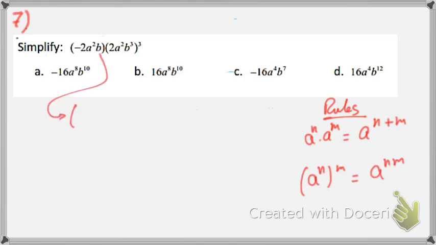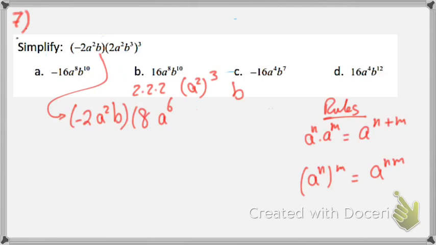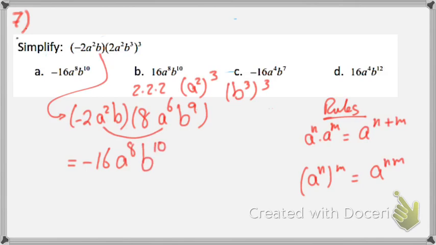So I'm going to write down negative 2a squared b and 2 to the power of 3, which is 2 times 2 times 2, which is equal to 8. And a to the power of 2 all to the power of 3 is 2 times 3, which is 6, so it's a to the power of 6. b to the power of 3 all to the power of 3 is b to the power of 9. Then, when I multiply negative 2 and 8, the answer is negative 16. And when I multiply a to the power of 2 times a to the power of 6, the answer is a to the power of 8. Notice that I add the powers here. And when I multiply b to the power of 1 by b to the power of 9, it's b to the power of 10. So the answer is A.